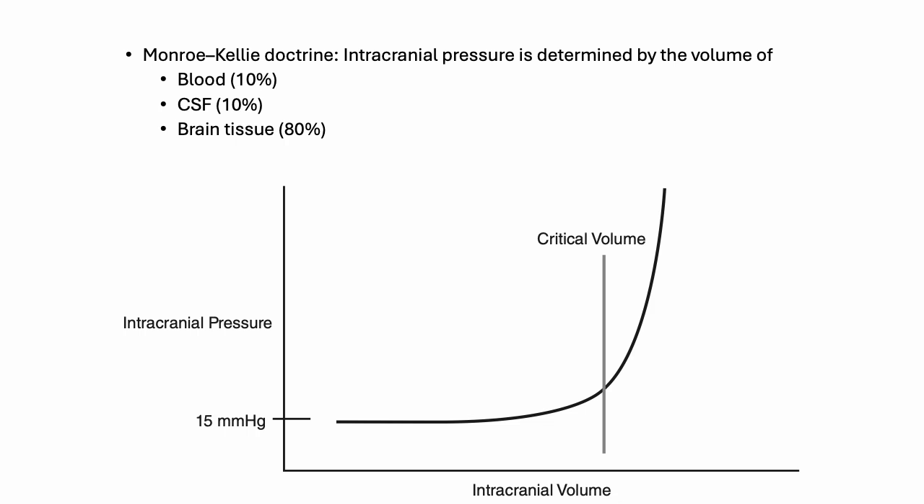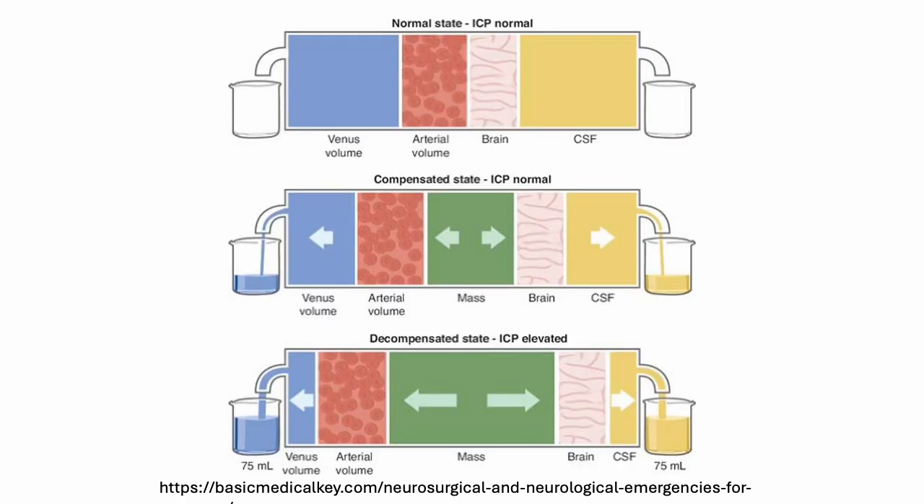A very popular and commonly used idea of intracranial pressure is what's called the Monro-Kellie doctrine, and the pressure of the intracranial space is determined by the volume of three things, and most of that is brain tissue, that's 80%, and the other two things are blood and CSF.